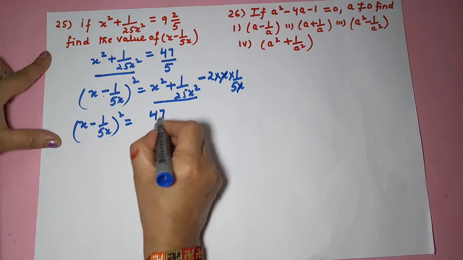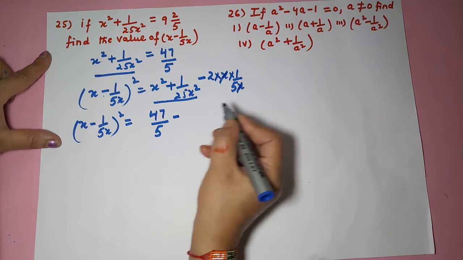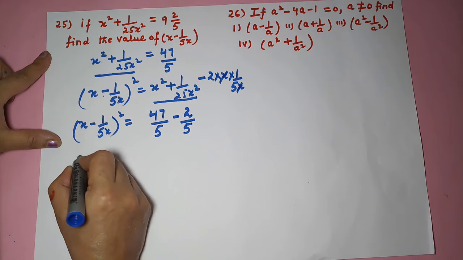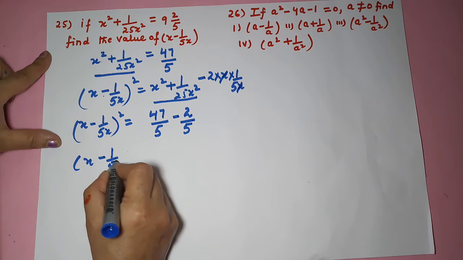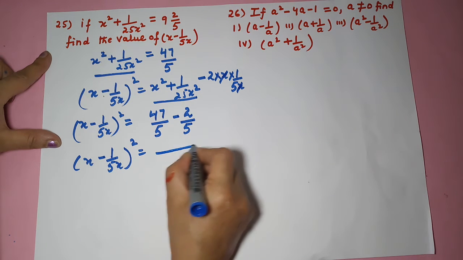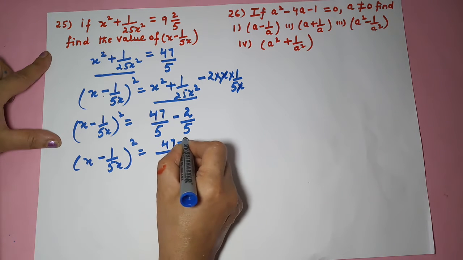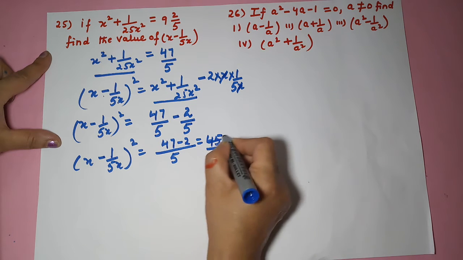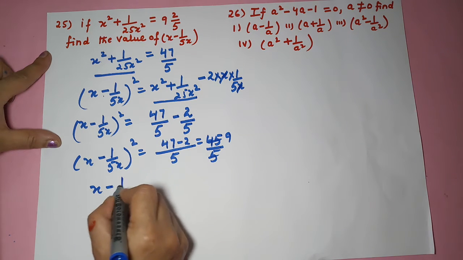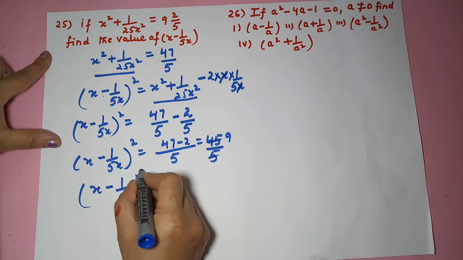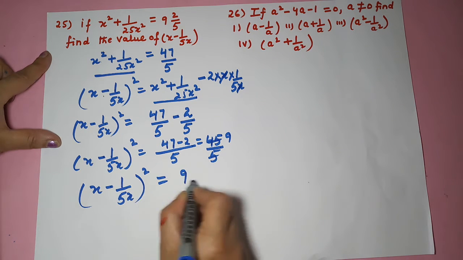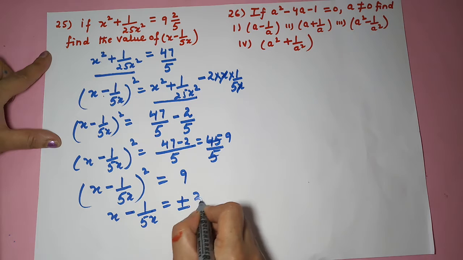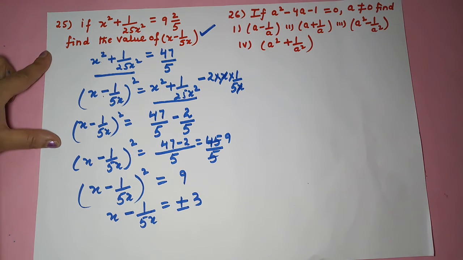So, we can replace this value by 47 by 5 and then we have minus only 2 by 5 left, right? Now, in the next step, we will take here 5 as LCM. So, we will get 47 minus 2. So, that is 45 upon 5. So, 5 nines are 45. So, we got x minus 1 by 5x whole square as 9. If we take square root on both the sides, we will get x minus 1 by 5x is equal to plus minus 3. So, we have found the value of this, right?